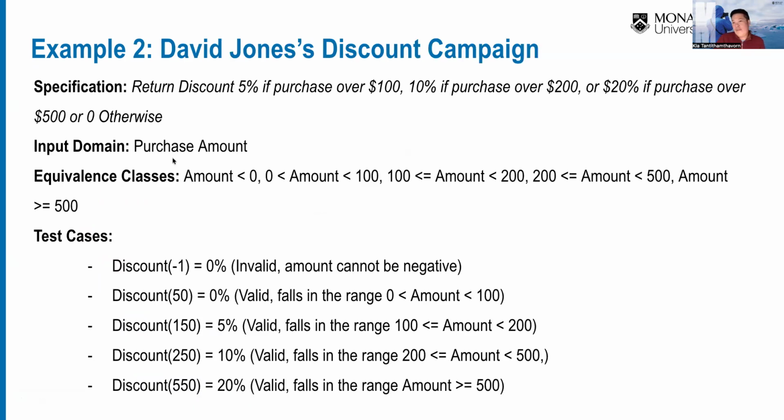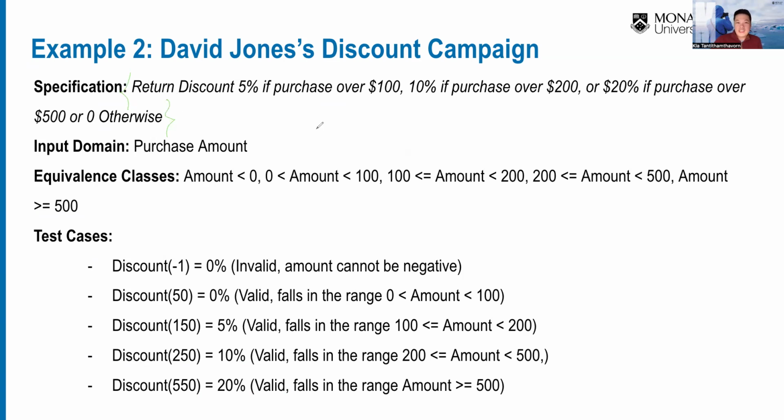Next, the David Jones discount campaign. Let's say the spec is that it should return a 5% discount if the purchase is over 100, 10% if over 200, 20% if over 500, or zero otherwise. Right now, I'm going to come up with the test cases without knowing how the code is implemented at all. But that means the spec should be very clear.